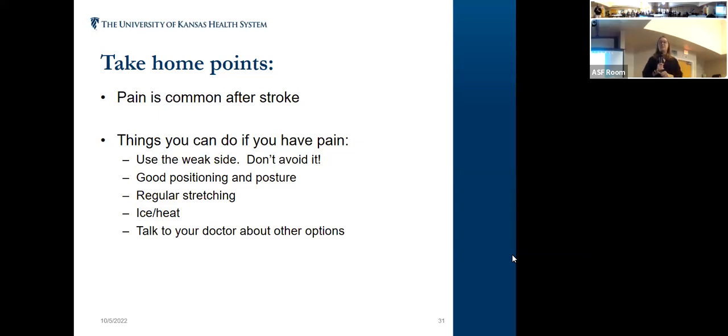Definitely regular stretching. If you're not stretching your arm or your leg every day, you should probably do that. I don't know if anybody wants to do it, but you should. Ice and heat can be helpful if you have some pain and you're not sure what it is. Ice and heat are never going to hurt you; they're always going to maybe help. And then talk to your doctor about other options. There's probably something that can be done for your pain, so it's better to treat it early and not avoid it.